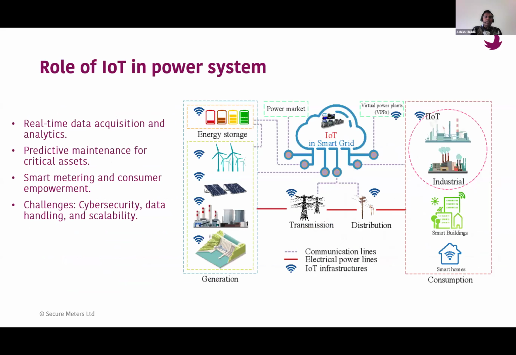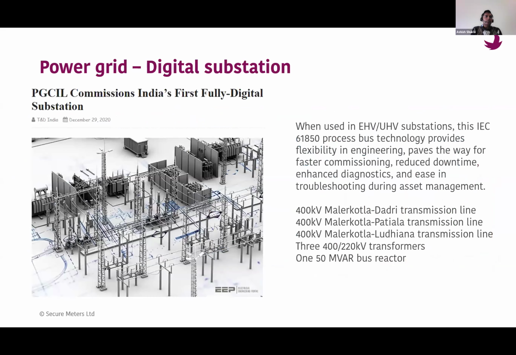IoT is also important, which I talked about last time. So this is one of the examples. Like the power grid in India, they commissioned India's first fully digital substation in 2020 in Malerkotla in Punjab. You can read about it also in the T&D paper, a digital paper. So they commissioned this fully digital substation, and there are several advantages out of that.